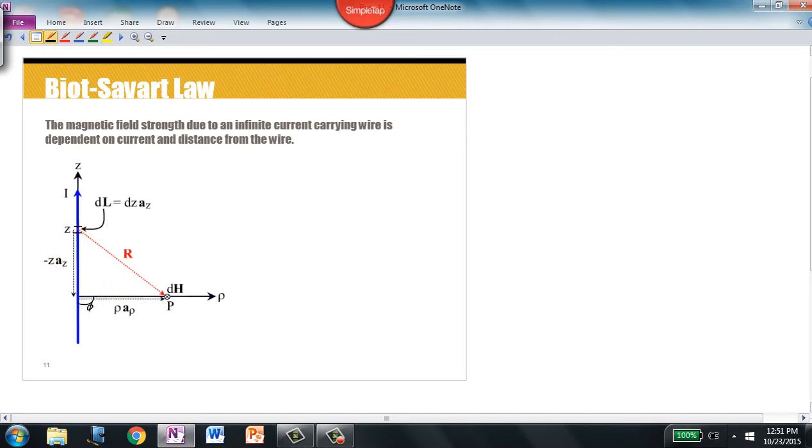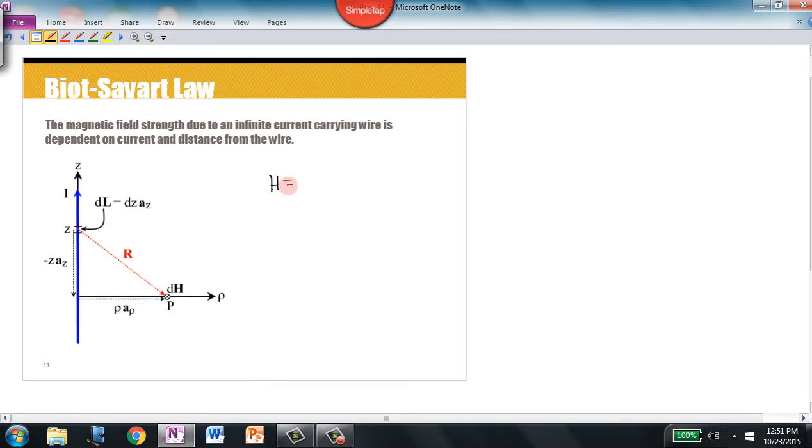So we just have to be aware that we're looking in terms of the cylindrical coordinate system. What we need to do is apply the Biot-Savart law to this system, and we're going to do it in cylindrical coordinates. It turns out that the math is just much easier if we do that.